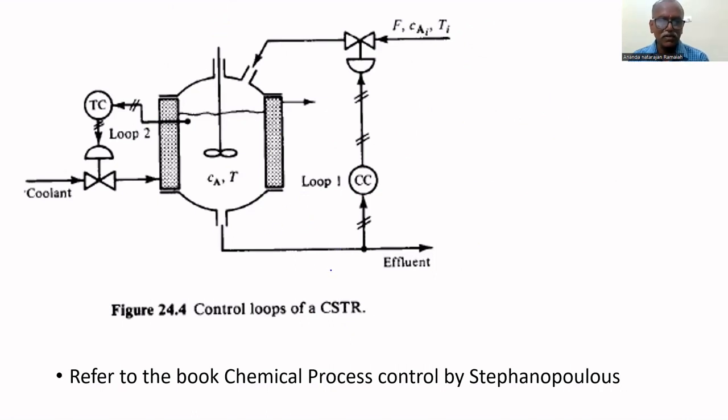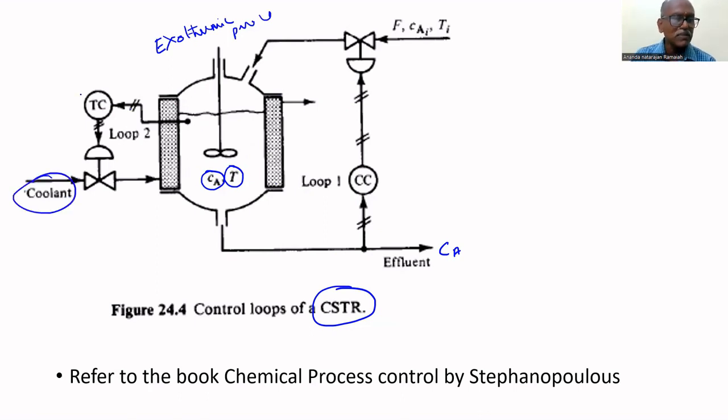Here is another example for interaction: a CSTR is considered. The effluent concentration, CA, of the CSTR as well as the temperature has to be controlled. To control the temperature, since it is an exothermic process, coolant is used to remove the heat generated by the process. This temperature controller will remove the heat. A composition controller, CC, will control the composition, CA. For that, it adjusts the feed flow rate.